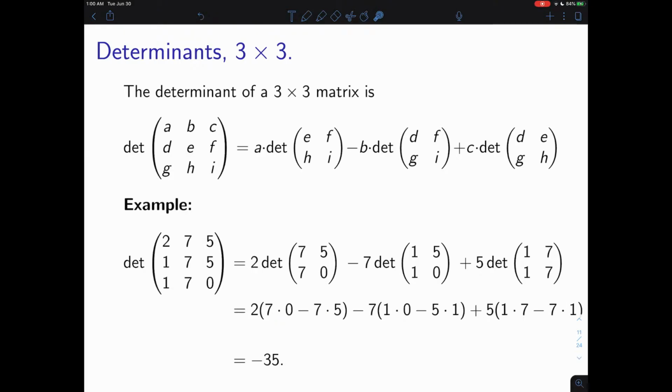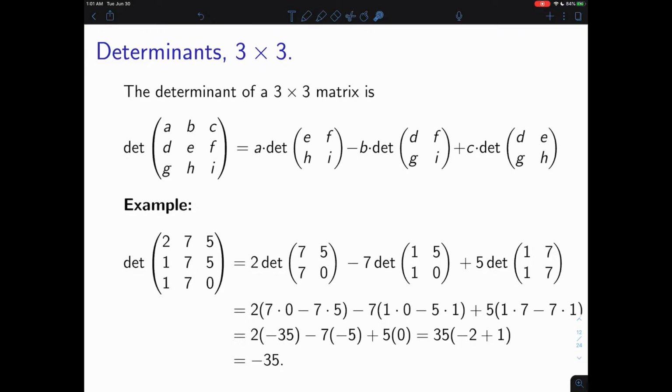So work out those numbers. We've got 0 minus 35, 0 minus 5, and then 7 minus 7. So 2 times minus 35, minus 7 times negative 5, and then plus 5 times 0. So there's 35 times minus 2, and another 35 gets added on. And the end result is minus 35 after you do a bunch of arithmetic. All right, that's how we compute determinants.